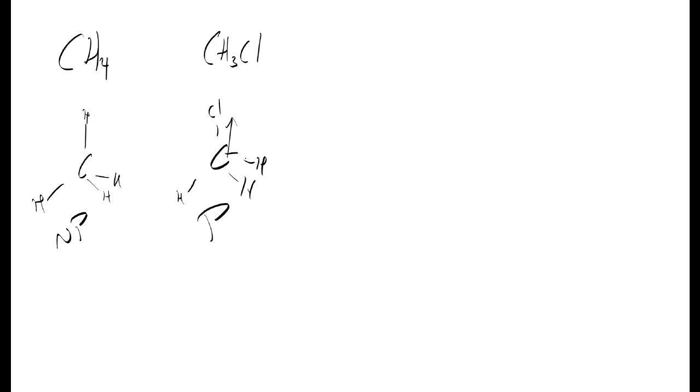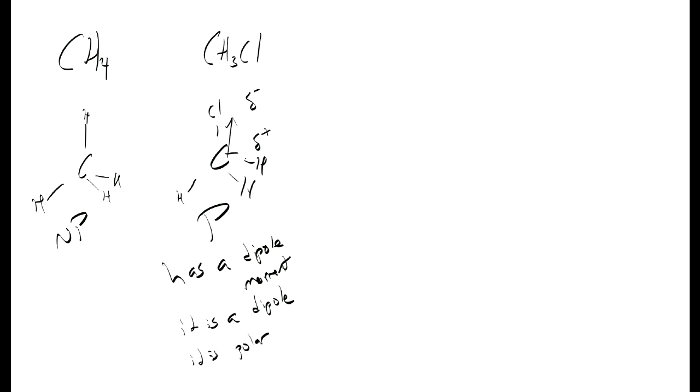It's a polar molecule. A polar molecule has a dipole moment. That's what that arrow there represents, going from the partial positive to the partial negative. It has two poles, a positive end and a negative end. So it's a dipole, or it has a dipole moment. It is a dipole. That's how we say that. Either it has a dipole moment, or it is a dipole, or it is polar. That's another way to say it.